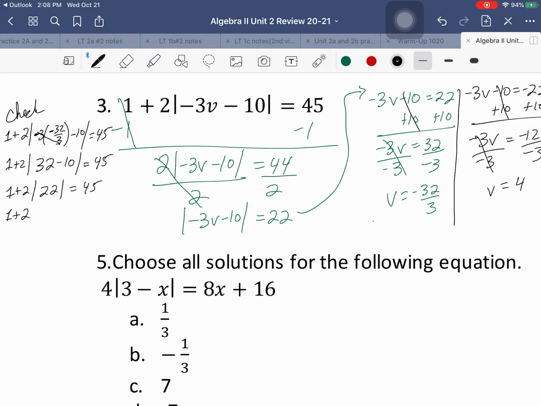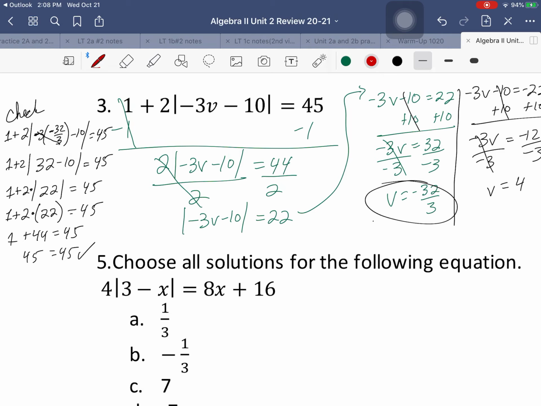You can't do the 1 plus 2 yet, because there's a multiplication. Absolute value of 22 is 22. I'm just going to put parentheses around that. You don't have to have parentheses. And 2 times 22 is 44. 44 plus 1 is 45. So the right side equals the left side. Awesome.